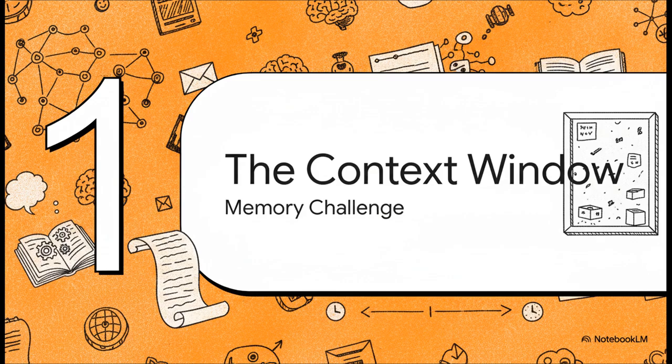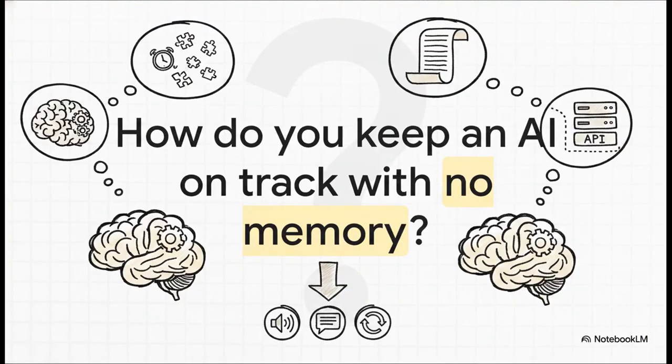Okay, let's dive right into Section 1, the Context Window Challenge. To really appreciate what Slack built here, we first need to understand the fundamental technical limitation of modern language models. And that brings us to the million-dollar question. How do you keep an AI on track when it effectively has zero memory? Because, under the hood, language model APIs are inherently stateless. Literally, every single time you ask the AI a question, it wakes up with total amnesia.